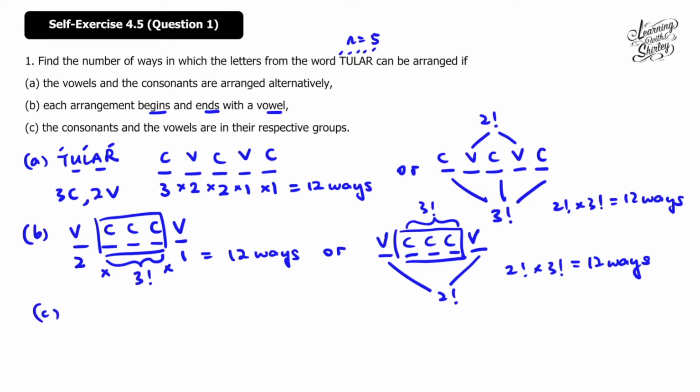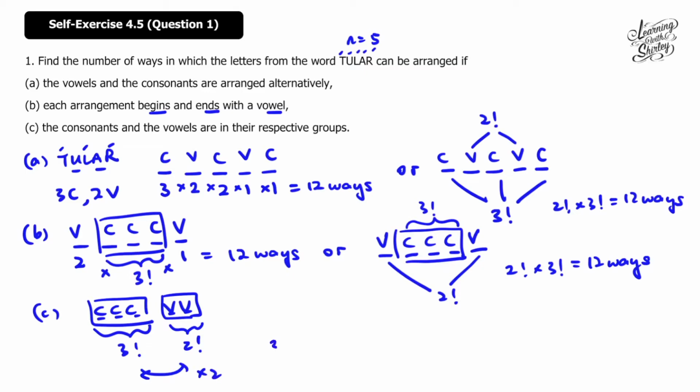Let's look at C. The consonants and the vowels are in their respective groups, which means that we're going to group the C's together and the V's together. So for this, C in random order, here will be 5 spaces. So here will be 3 factorial ways, and this will be 2 factorial ways. And also we can interchange them, whereby I'm going to put V first, the 2 V's, and then only the 3 C's. Which means that later I'm going to times 2. So the number of ways will be 3 factorial times 2 factorial, and the answer times 2. Therefore, the final answer is 24 ways. So that's the answer.